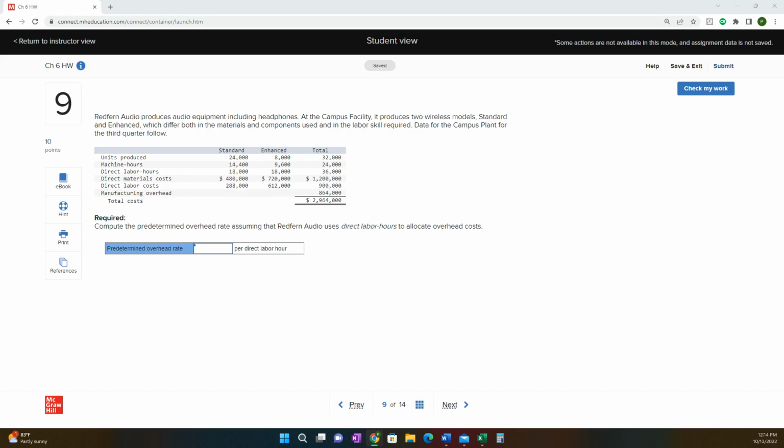And then they give us data regarding the 2 models of headphones, the number of units produced, the machine hours that it takes, the units produced in the 3rd quarter, the machine hours used, the direct labor hours used. And then it gives us the cost amounts, the direct materials cost, and the direct labor costs. And then it also gives us manufacturing overhead of $864,000. The question is that we need to compute the predetermined overhead rate using direct labor hours.